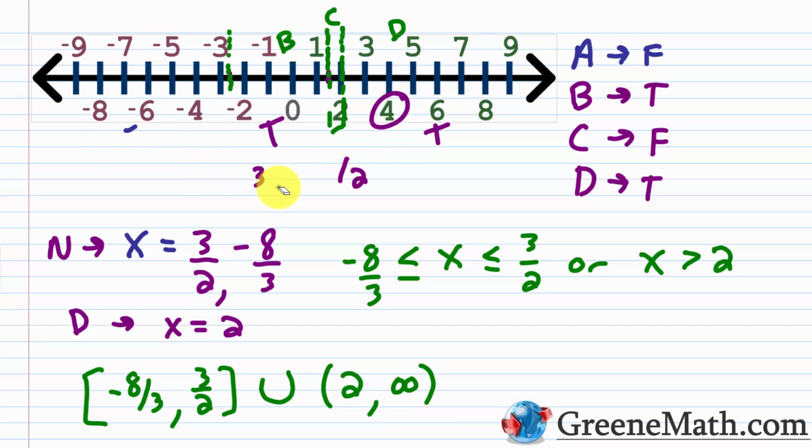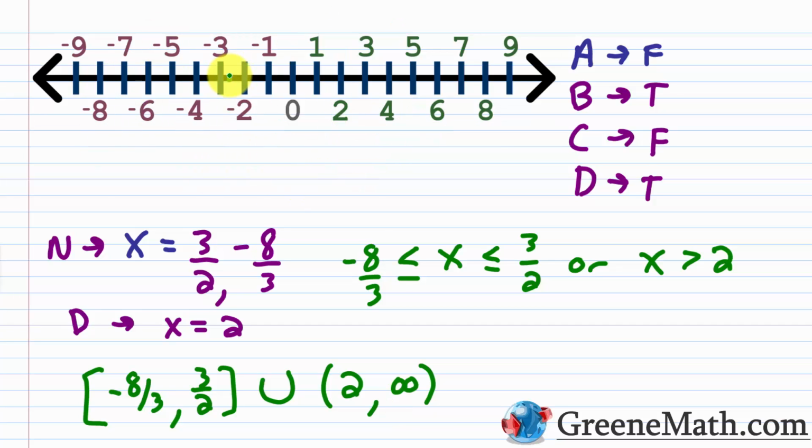So let's graph this. So again, we said negative 8/3 was about right here, and we said 3/2 was about right here. So we're going to put a bracket for each of these. So a bracket there and a bracket there, shade everything in between. And then we know where 2 is, that's right here. I'm going to put a parenthesis there because it's not included. Let me make that a little bit better. And I'm just going to shade everything to the right. So this is my solution graphically. Then this is my solution in interval notation. And then using my variable x, I can say x is greater than or equal to negative 8/3 and less than or equal to 3/2, or x is greater than 2.